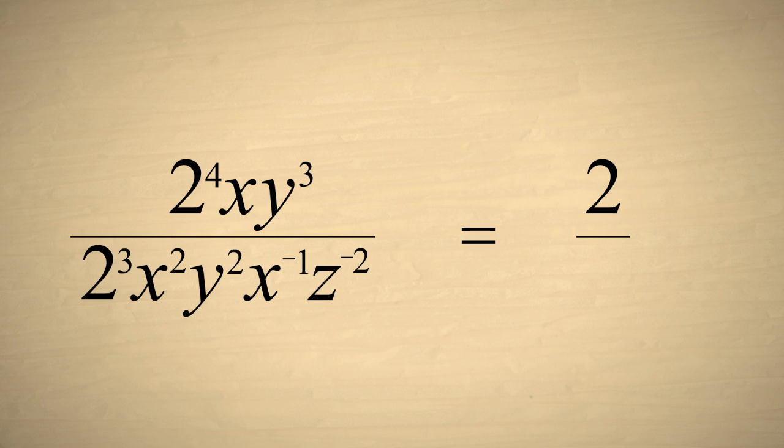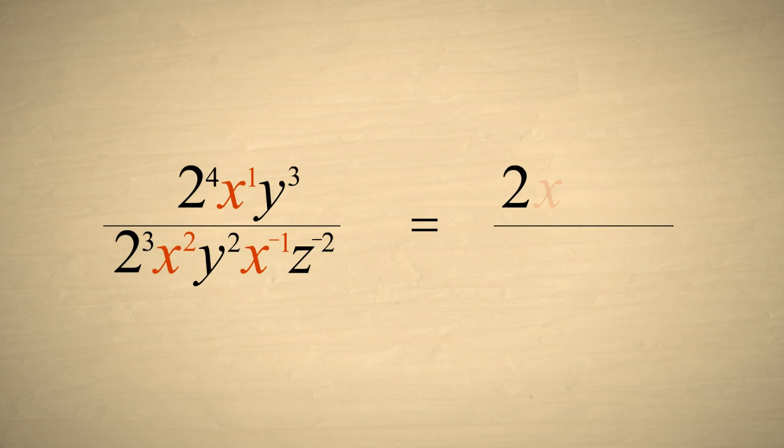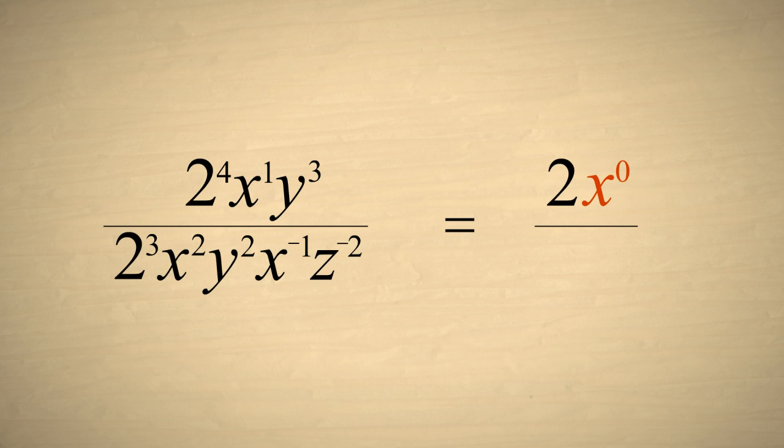Next, we combine the terms with a base of x. We first add an exponent of 1 to the term in the numerator without an exponent, and subtract the exponents of the denominator terms. This gives us x to the 0 power. Since this is the same thing as 1, we can eliminate this term completely.